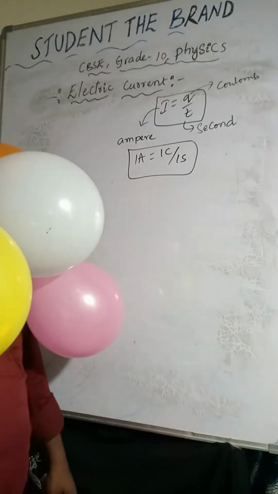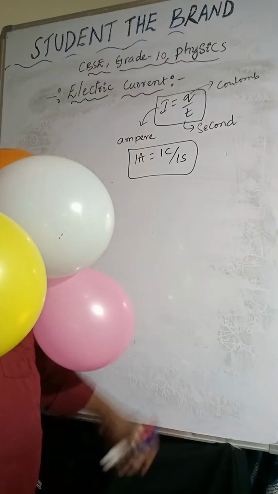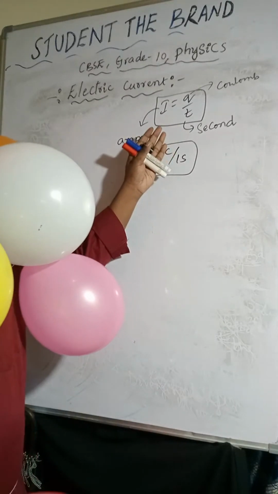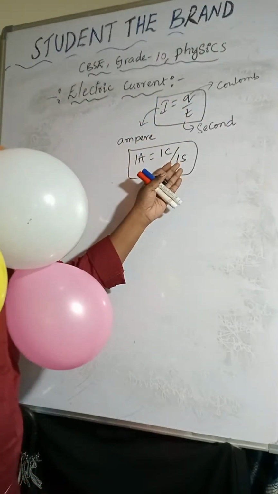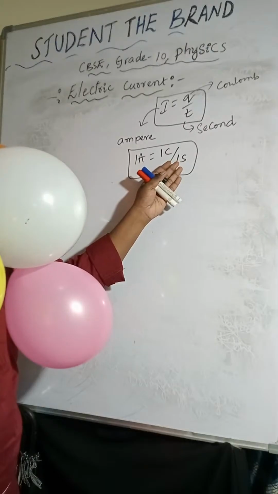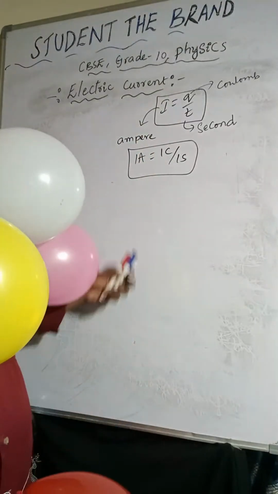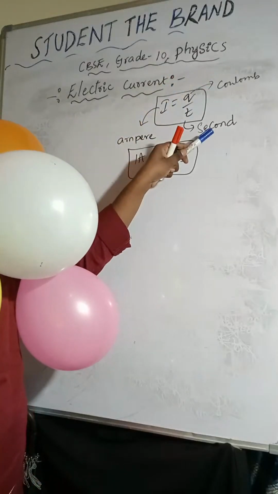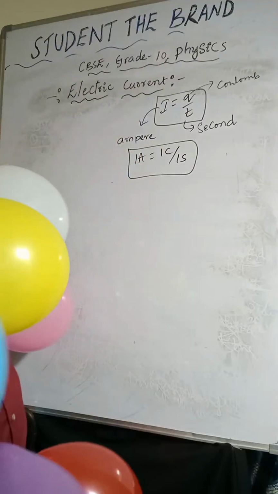1 ampere is defined as 1 coulomb of charge flowing through unit cross section area per second. So I equal to Q by T, 1 ampere equal to 1 coulomb per 1 second. I hope it is very clear. SI unit of current is ampere, SI unit of charge is coulomb, SI unit of time is second.